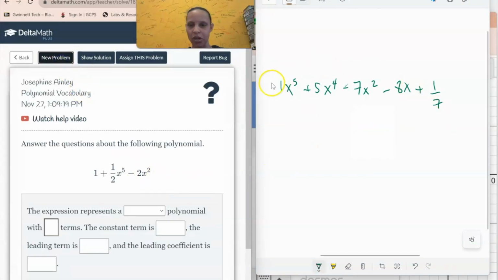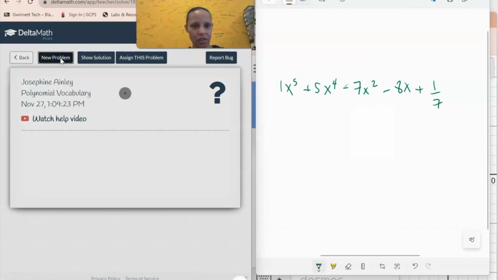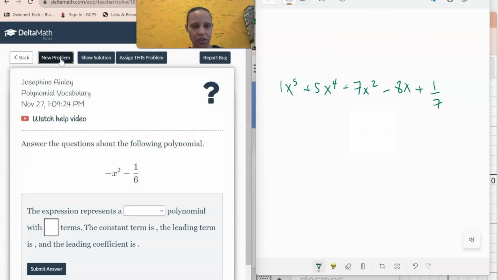All right, so again, we'll do another one just in case you didn't get it. First, you got to just put it in order. I'm just going to kind of click through and see if there's anything hard.